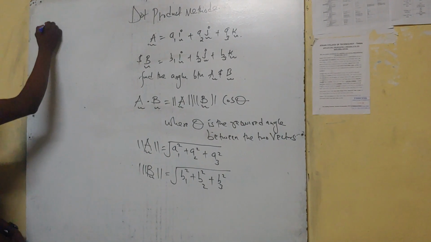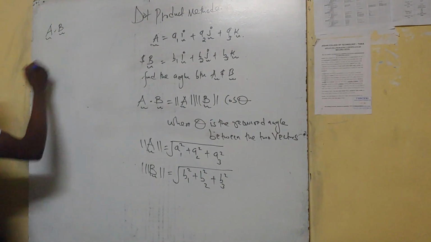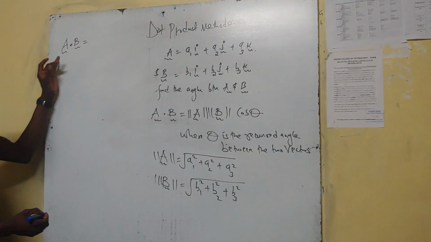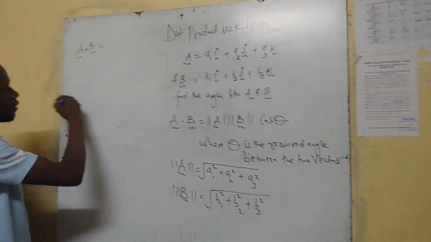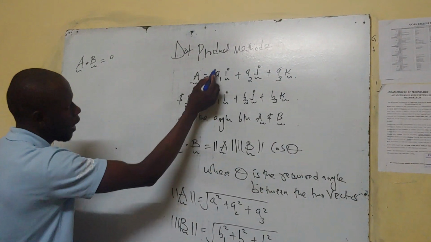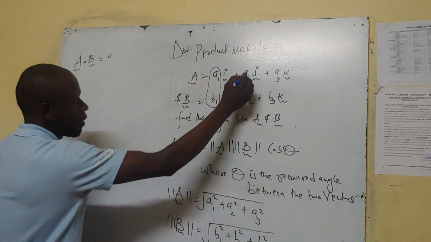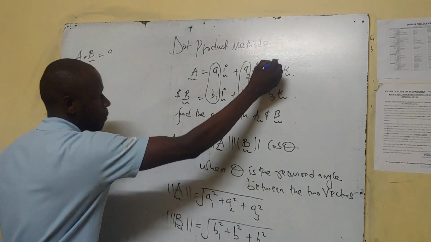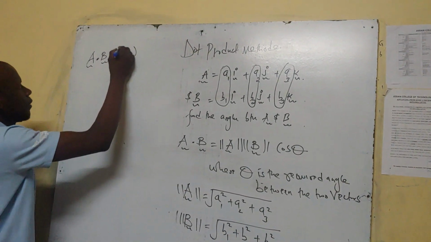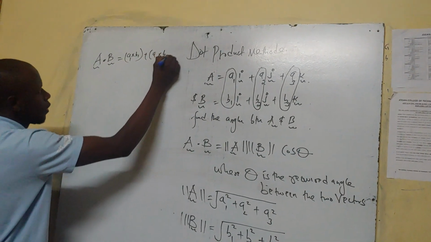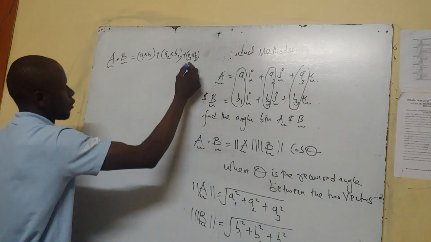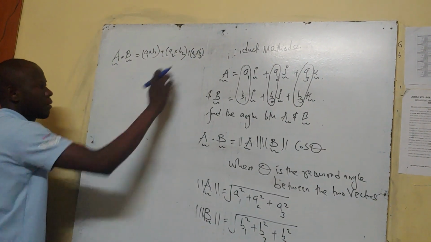In our previous video, we also said that the dot product between two vectors, A dot B, is given by: you take the component along i for both A and B, you multiply, then you add the product of the components along j, then the product of the components along k. That is A1 multiplied by B1, plus A2 multiplied by B2, plus A3 multiplied by B3. So this is how we find the dot product between those two vectors.